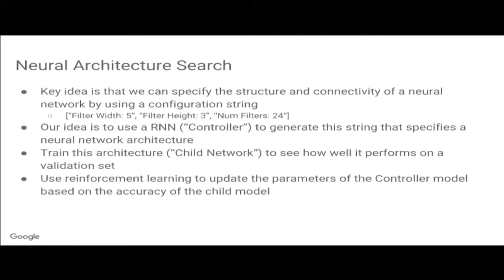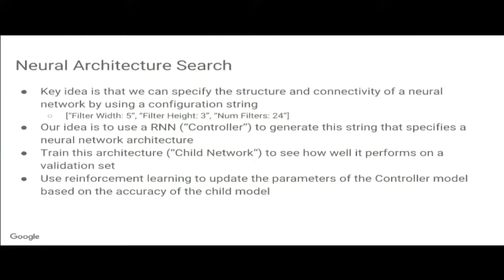The second insight is that we're going to use a recurrent network to generate such a string, because a recurrent network is very good for generating text. So we can use a recurrent network to generate a string, one token at a time. And then how are you going to train this recurrent network? To train it, we use reinforcement learning in the following manner.